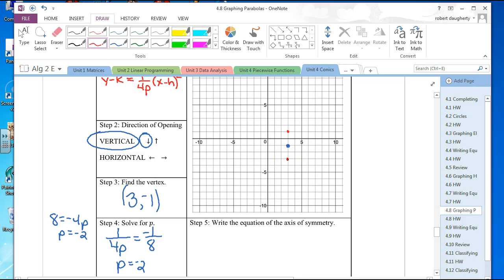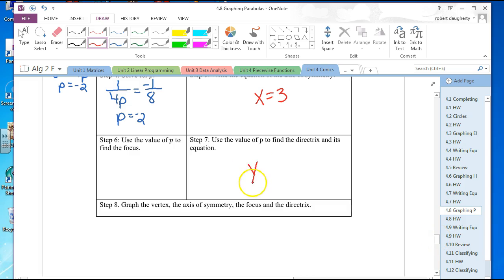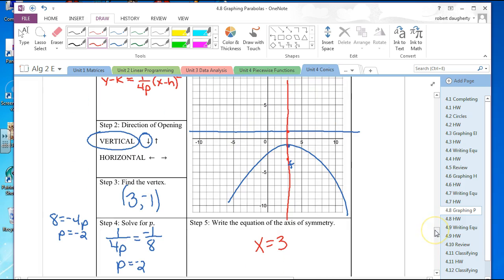Okay. Which way did we say this thing was opening? Down. So I know that it has to look like this. That makes this the focus and this the what? Directrix. Okay. So I've got that. Axis of symmetry always goes right through this parabola. Okay. What's the equation for the axis of symmetry? X equals 3. Yeah, x equals 3. What's the equation of the directrix? Yeah. And what is the focus? Yeah, 3, negative 3.